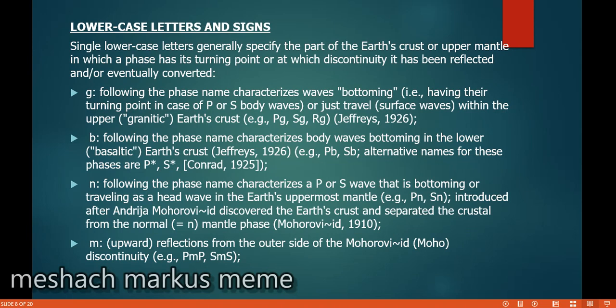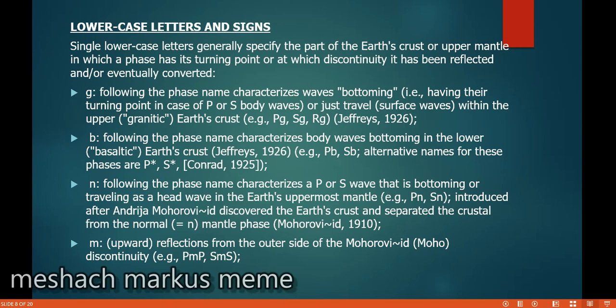So in a general context, single lowercase letters generally specify that part of the upper mantle in which a phase has its turning point, or at which discontinuity it has been reflected or eventually converted. For example, we have g following the first name, characterizing waves bottoming, having their turning point in the case of P or S body waves, or just traveling within the upper granitic crust. Examples are Pg and Sg. We will look at them in a diagram and it will give us a better understanding.